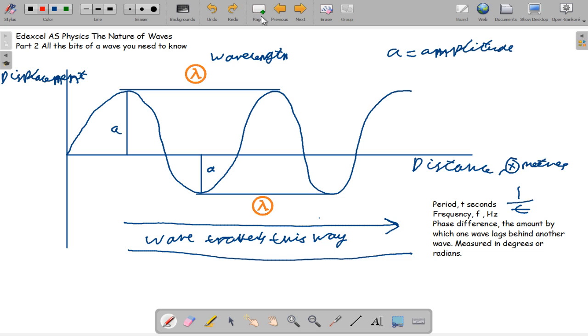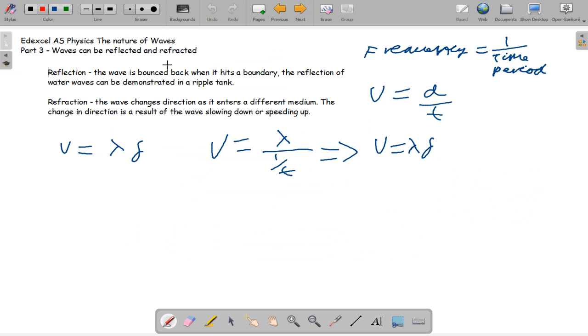So on to the next part, how they could be reflected and refracted. Reflection is how the wave is bounced back when it hits a boundary, and the reflection of water waves can be demonstrated in a ripple tank. And refraction is when the wave changes direction as it enters a different medium. This medium could be glass, it could be anything else that is slowing it down or speeding it up.